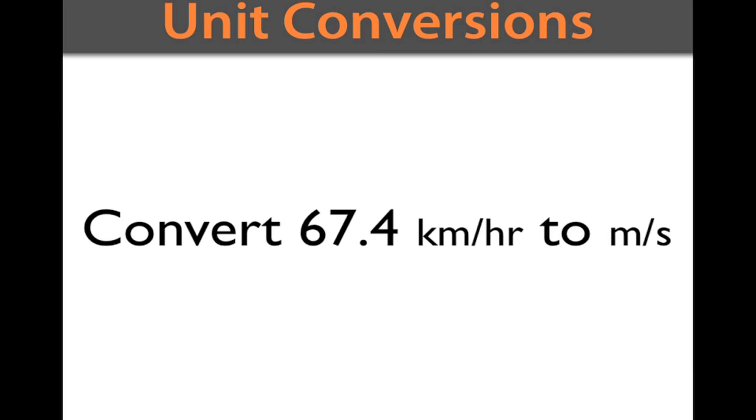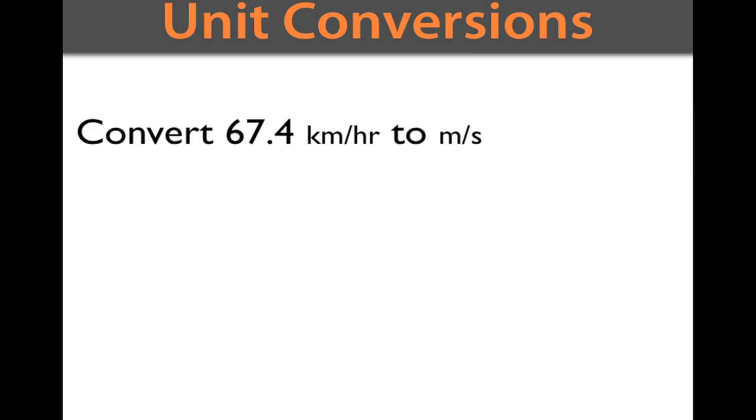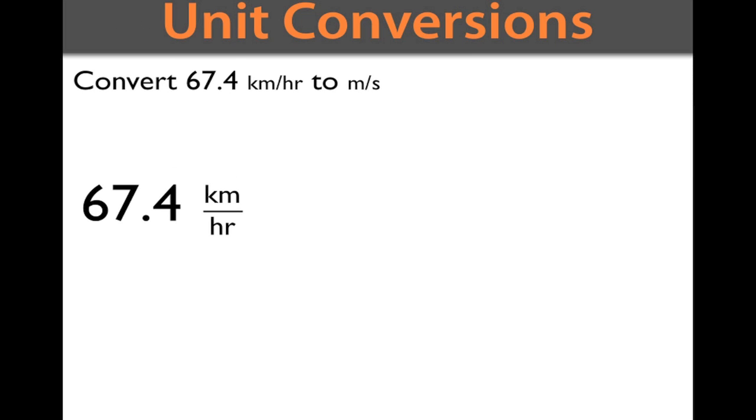In this video, we're going to convert 67.4 kilometers per hour into meters per second. In physics, we typically use meters per second. Okay, so what I like to do when I first start is to rearrange it a little bit so that I can start crossing things off a little bit easier.